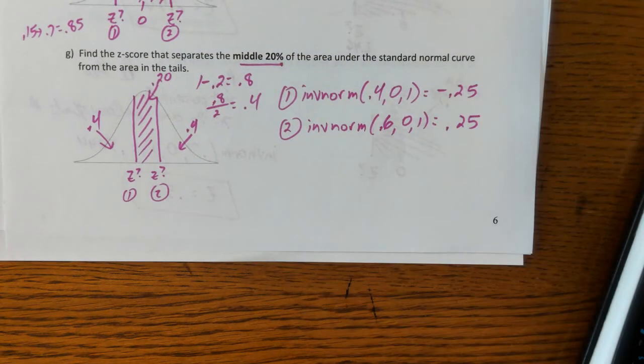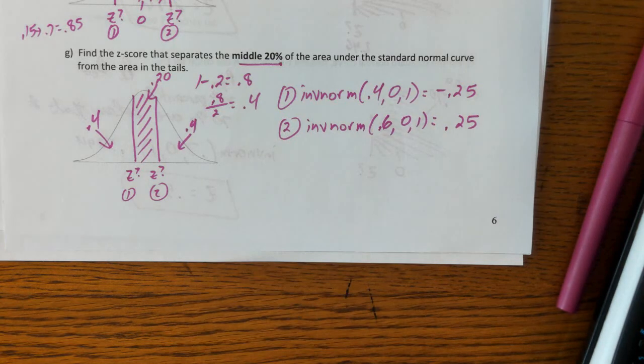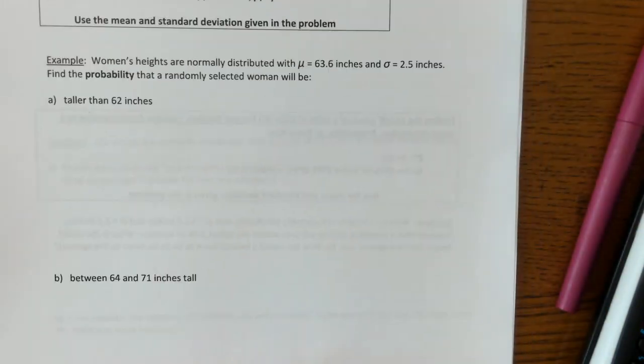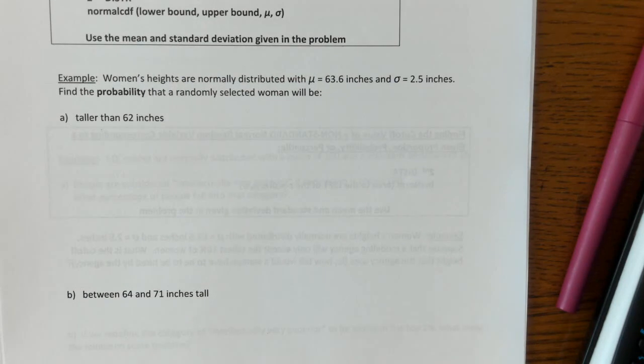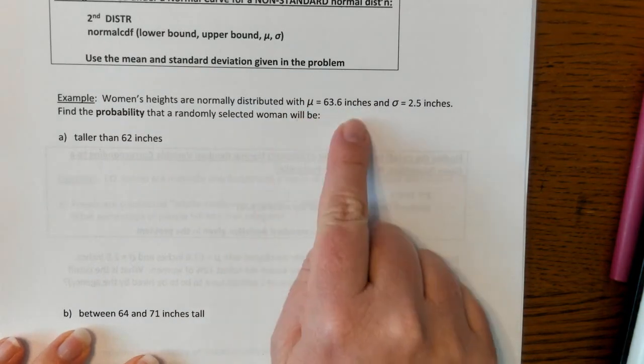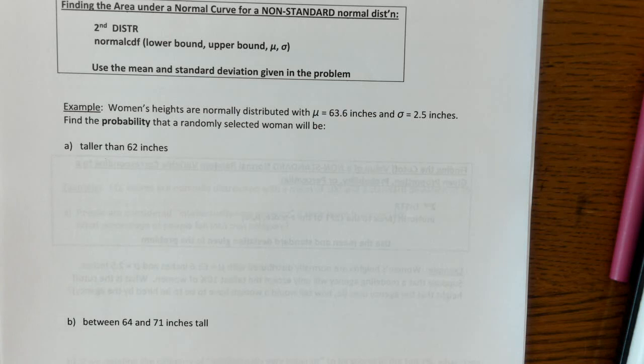So I think that takes care of our standard normal distributions and hopefully when to know to use inverse norm and when to use normal CDF. Okay? On the next video, we're going to look at some specific examples that are not in standard normal curves. We're going to be looking at specific scenarios where it's a specific set of data where we know the mean and the standard deviation, and we're not using z-scores.